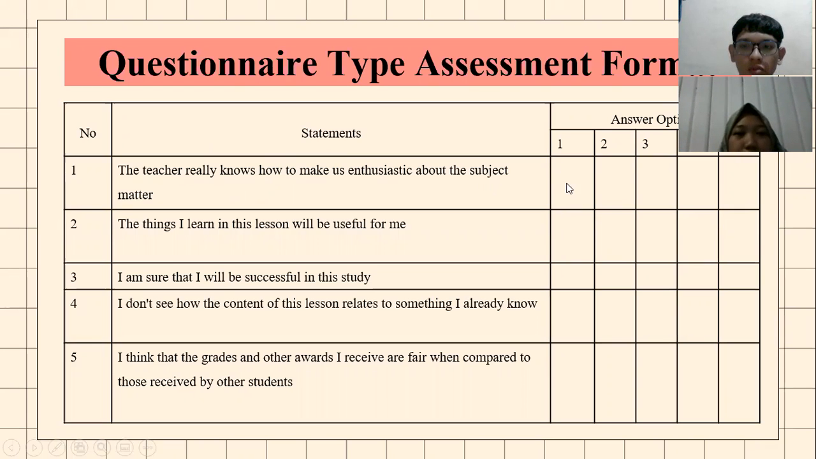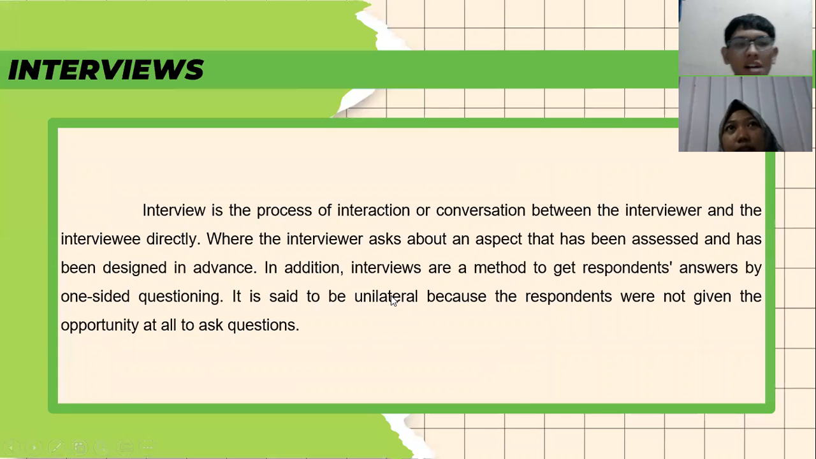The checklist is 1, 2, 3, 4, or 5. For option 1, the description is strongly disagree. 2 is disagree. 3 is undecided or hesitate. 4 is agree. 5 is strongly agree. So students should give a checklist for all statements. There are 5 statements.